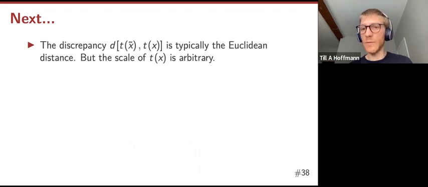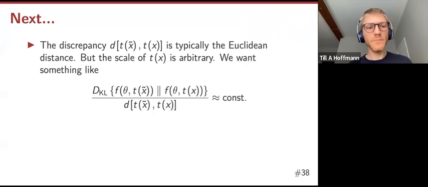Standardizing features can be helpful, but if you've got a heavy-tailed feature, for example, then the scale might be very, very noisy. So we intuitively want something like the discrepancy between the true posterior and the posterior given summaries divided by the distance to be kind of a constant. Now, this is a very imprecise statement, but we somehow want that the distance change in the summary statistic space leads to a corresponding change in the distance space for the distributions. So something for me or others to ponder on.